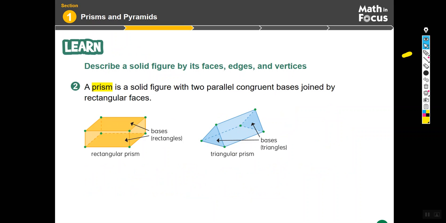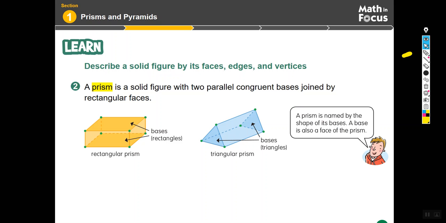A prism is a solid figure with 2 parallel congruent bases joined by rectangular faces. And they are named after the shape of their bases. Okay, so we have our rectangular prism here. We have 2 rectangular bases, top and bottom. The best way to think of a base is if I sat it on a table and the 2 sides were parallel, that would be the bases, okay? In our triangular prism, the 2 triangle ends are our bases, right? Those are the only 2 sides that are parallel.